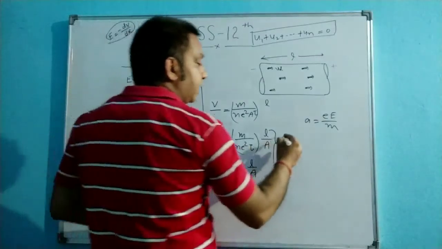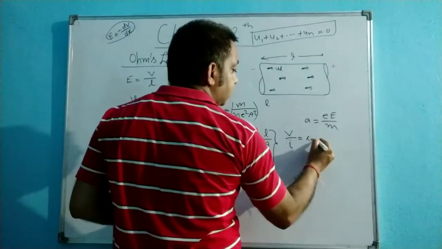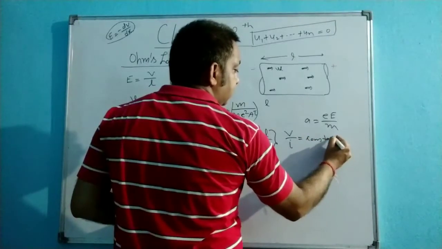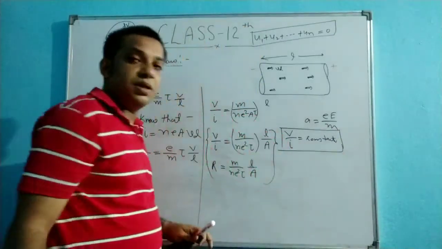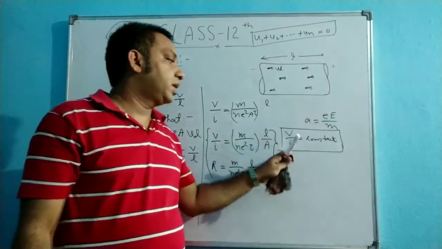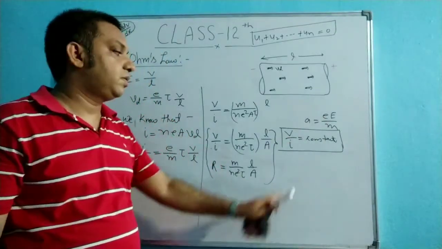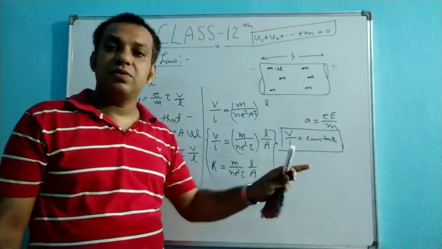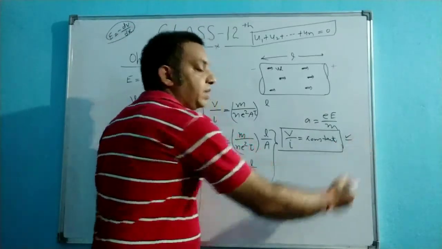So here you can see that V upon I is constant. V upon I is constant, or V is directly proportional to the current. So this is our Ohm's law. This is our Ohm's law derivation. So if the question asks you to derive Ohm's law, simply stop the derivation here.